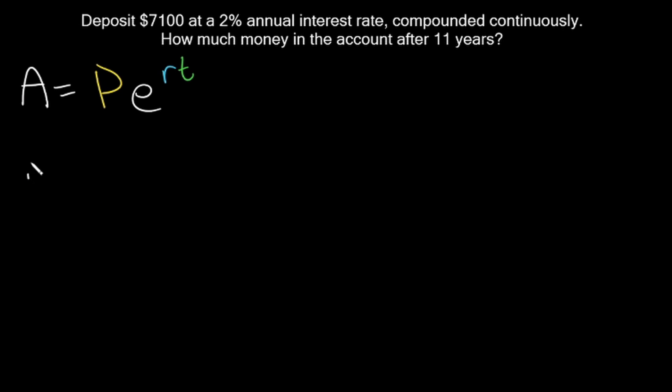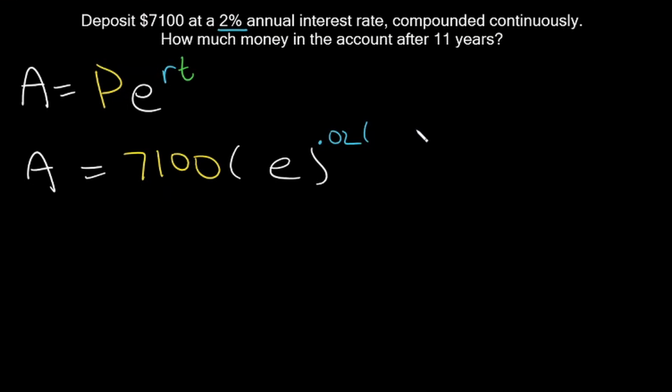So let's fill this in. A is going to be equal to our principal, 7,100, multiplied by e, and then raised to r times t. So what is our interest rate? It's going to be 2%. So we need to put that as a decimal, so 0.02, and then multiply by t. And remember, time has to be in years. And here we have 11 years.